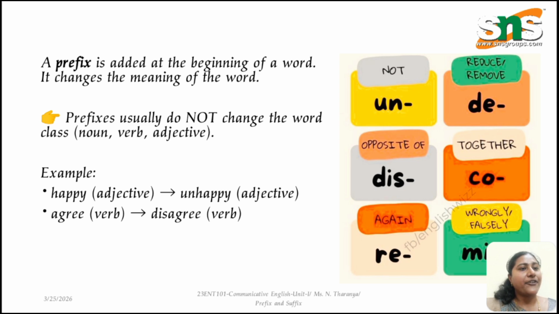So, the common prefixes are un, that means not; de, that means reduce or remove; dis, opposite of; co, together; re, again; mis, wrongly or falsely. For example, happy, unhappy, agree, disagree. See, the class of the word doesn't change.